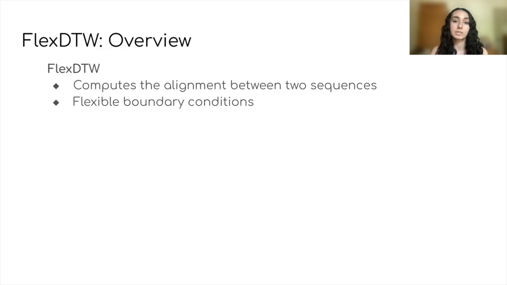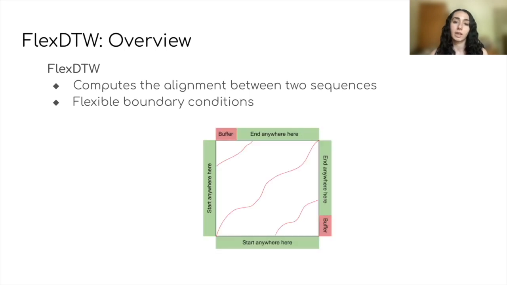In this work, we present FlexDTW, a more flexible variant to the DTW algorithm that can handle a wide range of boundary conditions. FlexDTW allows the alignment path to start anywhere on the left or bottom edge and end anywhere on the right or top edge, so two recordings that don't necessarily start and end at the same point in the piece can be accurately aligned. We also impose a small buffer region to avoid short and degenerate alignments.